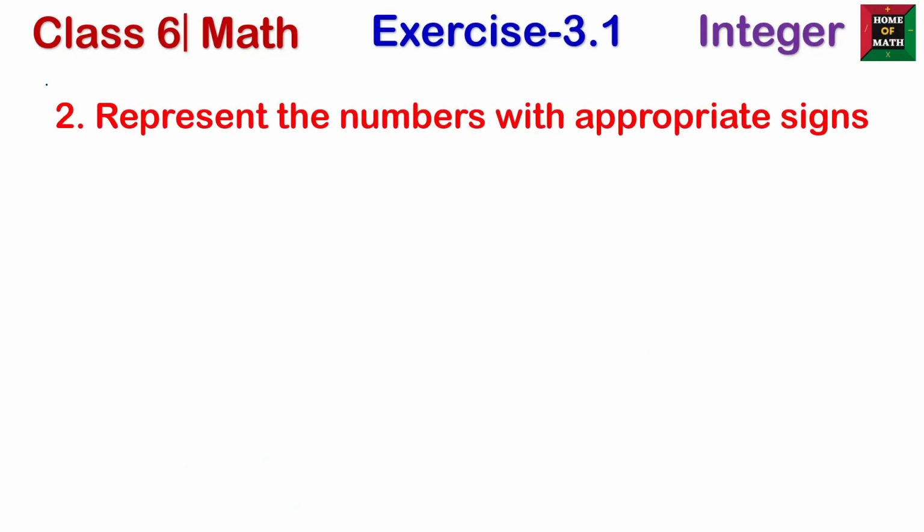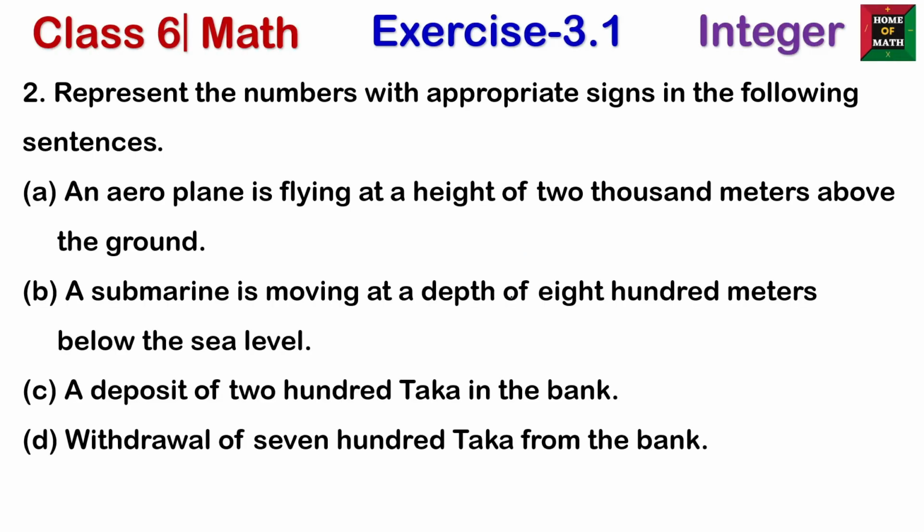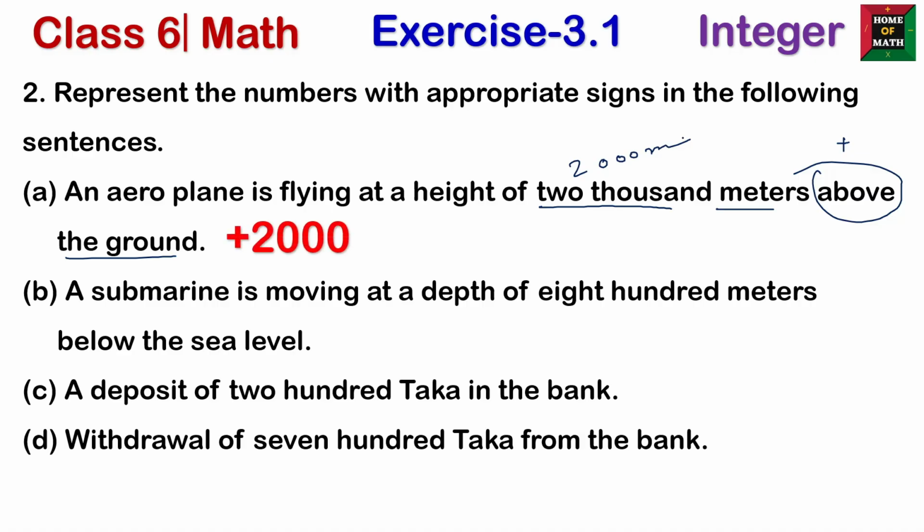Then number 2, represent the numbers with appropriate sign. So once we say above, it should be plus. Once we say below, it should be minus. Increase plus, decrease minus, like this. So our first question here, an aeroplane is flying at the height of 2000 meters above the ground. So above the ground. So above means what? Plus. Which plus? 2000 meter, right?